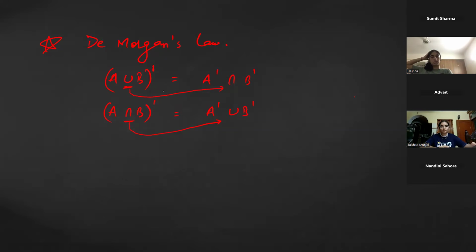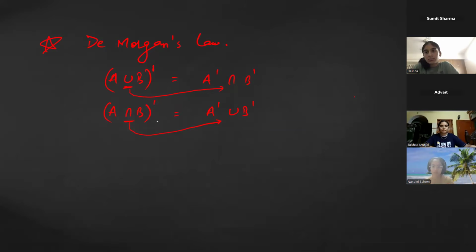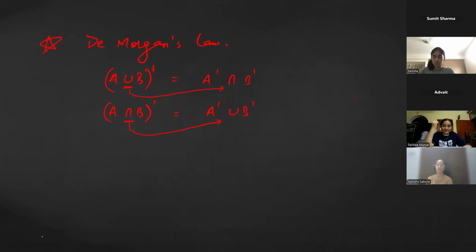De Morgan's law, these are the De Morgan's laws, and you will have to remember these De Morgan's laws because these are very important, right? So let us first discuss, I think we haven't discussed the Venn diagram of De Morgan's law, right? Okay, so I'll just form the Venn diagram also for these two, and then we will move to the next.